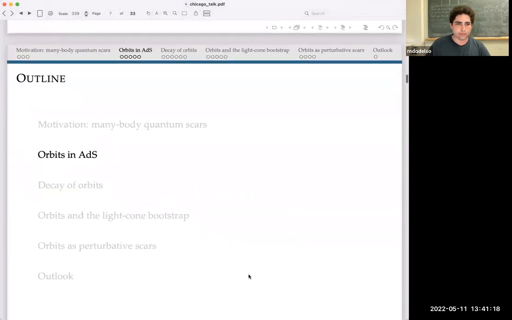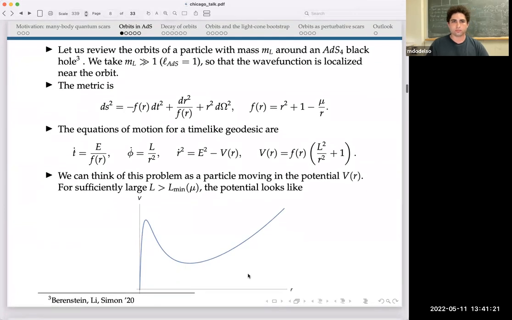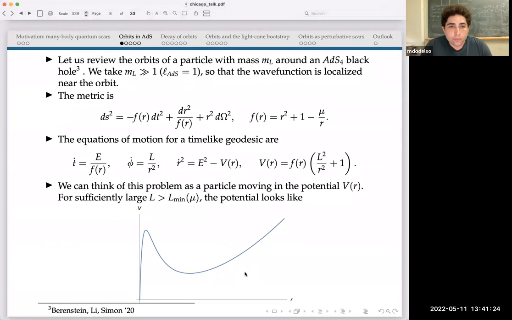Okay, so let's now review orbits in AdS. So consider a light particle. It has mass m sub L, where L stands for light, and it's orbiting around an AdS Schwarzschild black hole. I take 4 dimensions just to be specific. In fewer than 4 dimensions, there are no stable orbits, so the problem is not interesting. Also, I'll take the mass to be much bigger than 1 in AdS units. In this case, the wave function of the particle is highly localized near the orbit, so we have a semi-classical picture of this orbit state.